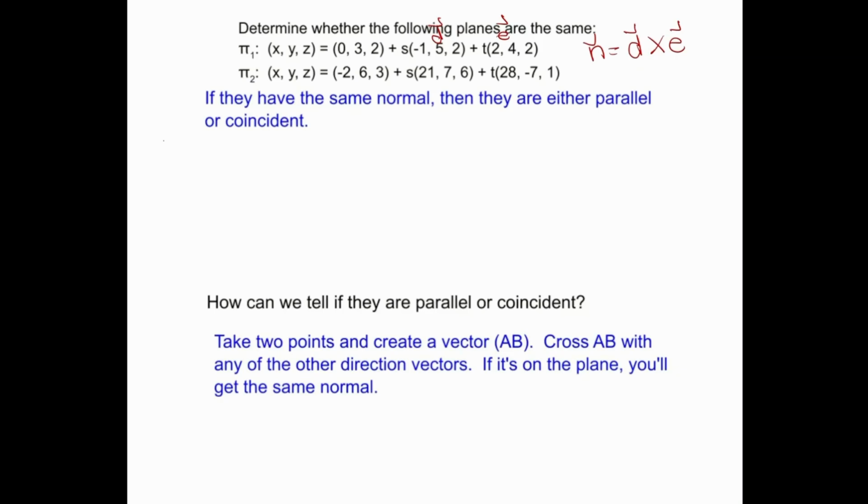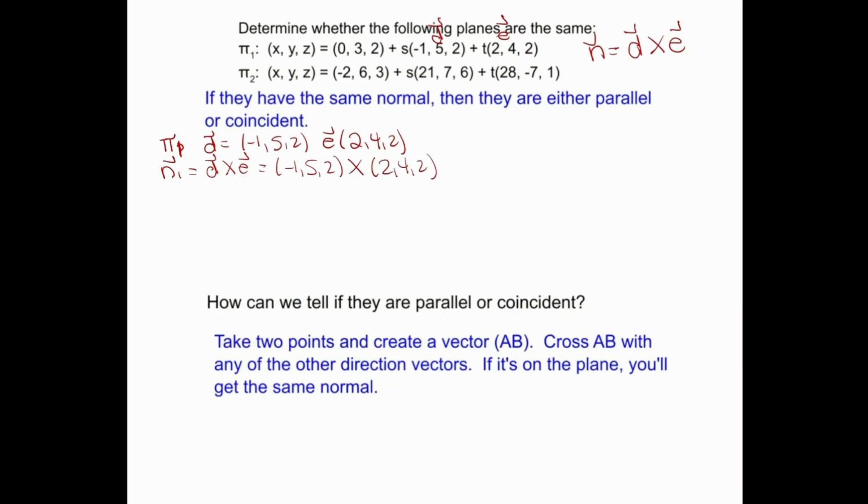So let's go ahead and find the normal for plane number 1. We know that we have direction vectors. My D is equal to -1, 5, 2, and E is equal to 2, 4, 2, and we're going to cross them. So N1 will be equal to D crossed with E, which is -1, 5, 2 crossed with 2, 4, 2.